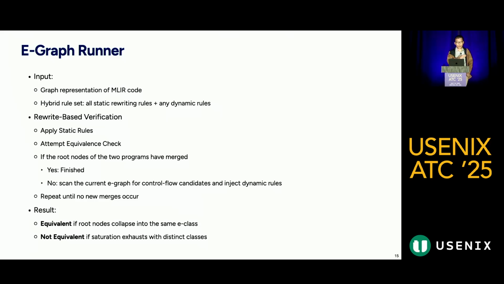Here is the process. We will apply the static rules and attempt one round of the equivalence check. If the root nodes of the two programs have merged into the same E-class, then good. Our process is done. Otherwise, we will scan the current E-graph for the control flow candidates and inject the dynamic rules. This process will repeat until we can confirm the equivalence for the input code, or no new dynamic rules can be generated, and the process has converged.